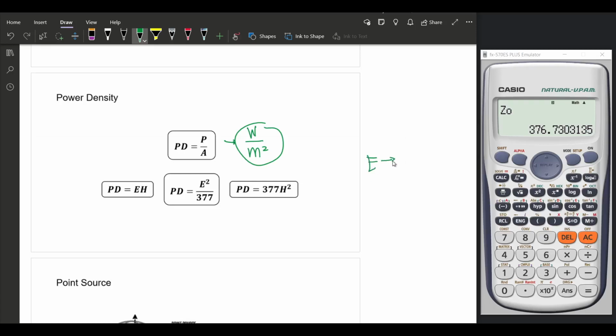Itong electric field intensity, para siyang voltage. So, it is expressed in volts per meter. The magnetic field intensity, it is letter H. Ang unit naman nito is para siyang current, in ampere per meter. Okay? Kung i-imagine mo yung formulas na to, yung E parang voltage. Yung H parang current. Then yung 377, yan yung parang resistance.